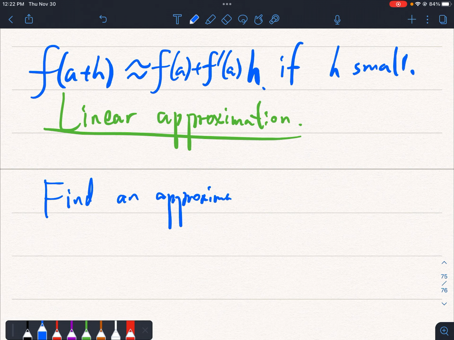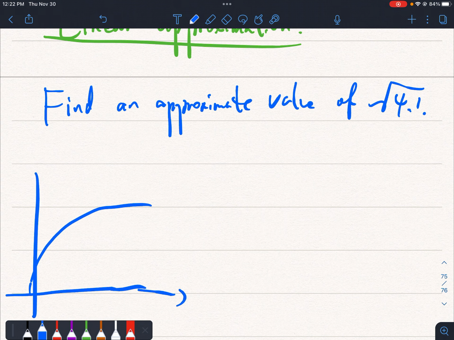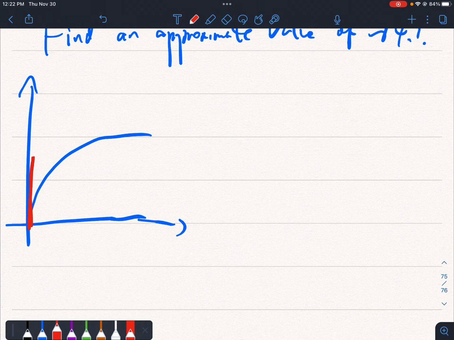Now let's take an example. Let's say we want to find an approximate value of square root of 4.1. Then we look at the graph of square root.